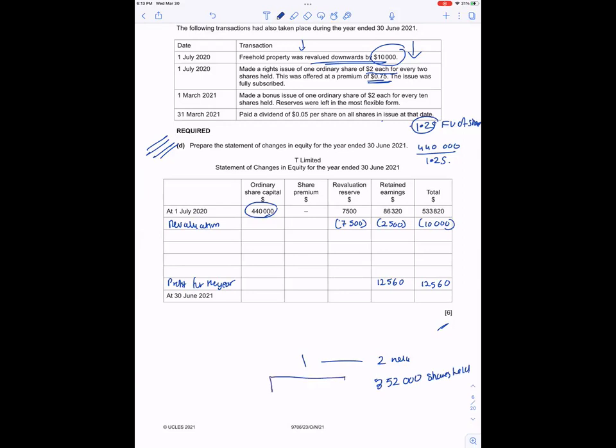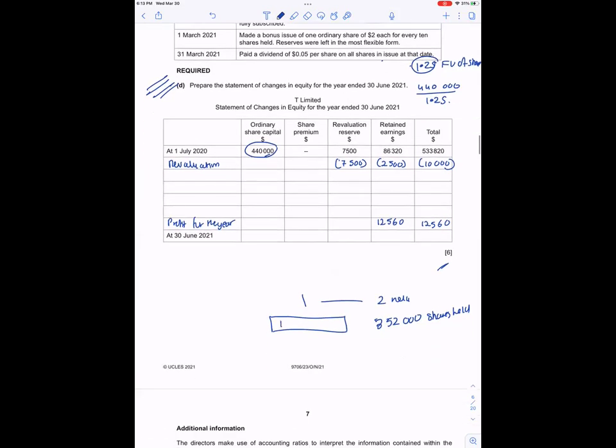So how many shares as rights issue? Cross multiply. 176,000 shares as rights issue. 1.25 face value and 0.75 premium. So 176,000 into 1.25. What did you multiply it with? The number of shares that you did for rights issue.